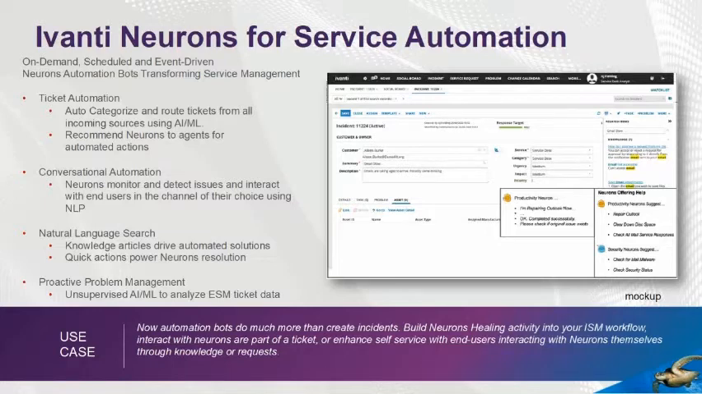And of course, part of that is also from a conversational automation point of view. So I want to be able to use the neurons, because they're going to be monitoring and detecting issues and interacting with end users in the channel. So if an end user goes on to chat, or uses Teams even, to interact with that later on, they can use natural language to ask certain questions to help with that healing process, if we can automate the healing behind that, right? And also, again, extending on the natural language search.